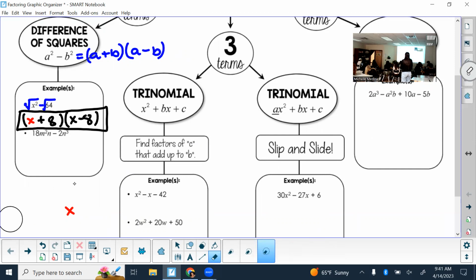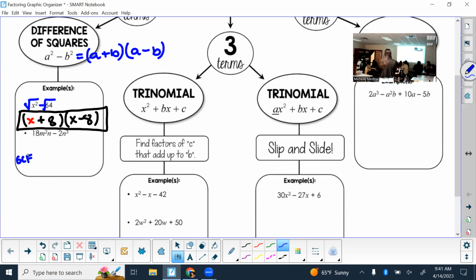Okay, doesn't sound like we're positive. So look at the numbers first. Is there a common factor between 18 and 2? Yeah. So then, I always write the GCF outside the parentheses. What's the biggest number that goes into 18 and 2? 2.